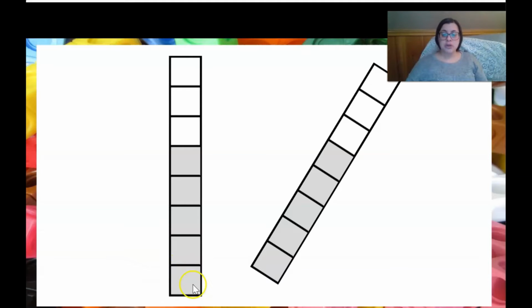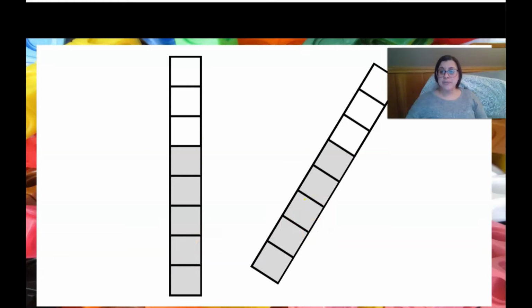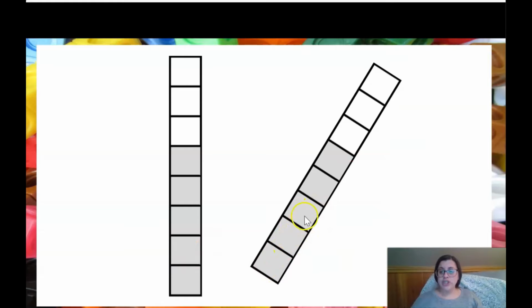First, let's count the cubes. 1, 2, 3, 4, 5, 6, 7, 8. This is an 8 stick. 1, 2, 3, 4, 5, 6, 7, 8. This is an 8 stick. Although one is straight, standing up tall, and the other one is at a little slant, we know that they both have 8 cubes in each stick, which means that they are the same length. We can compare these two sticks as the same.